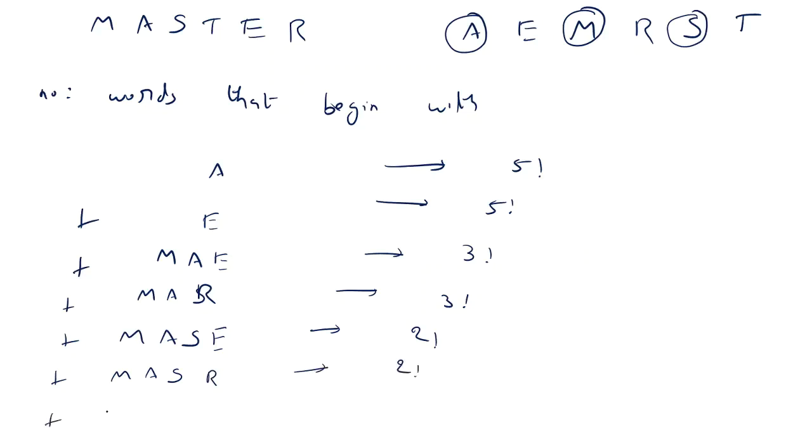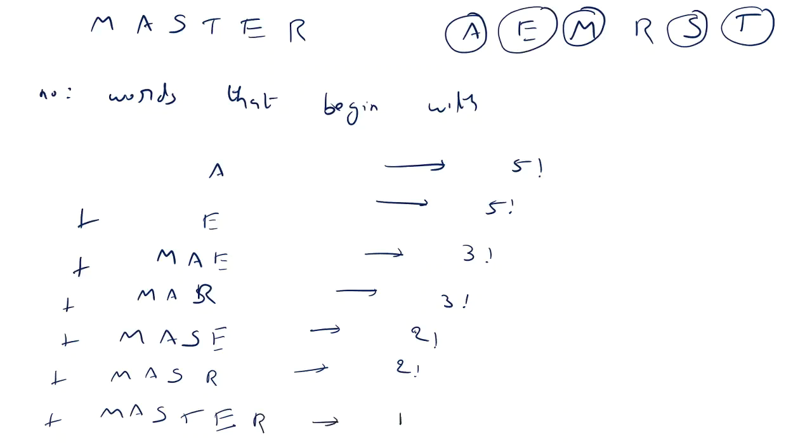Plus all the words that begin with MAST. But unfortunately MASTER starts with MAST. So here I have to be a little bit careful with this one. So I have used MAST. After that the next letter is E. All the words that begin with MASTE. But MASTER starts with MASTE. So here also I have to be a little bit careful, and here I have to make the further division: MASTER. Number of words that begin with MASTER is 1.